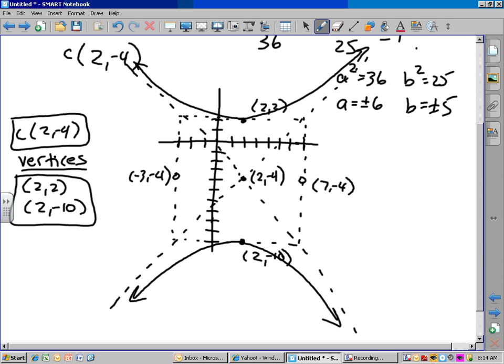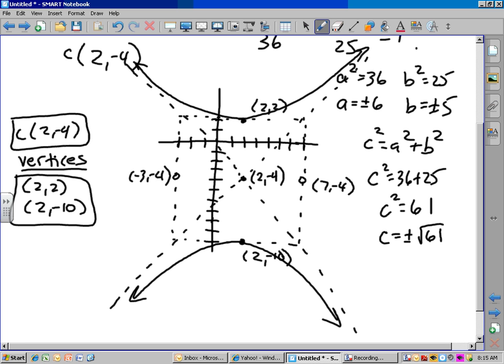Two things that we don't know yet. How about foci? C squared equals A squared plus B squared. 36 plus 25. What's that? 61. That's not very pretty, is it? I don't even think, does that even reduce? I don't think so. Square root of 61. Nope.